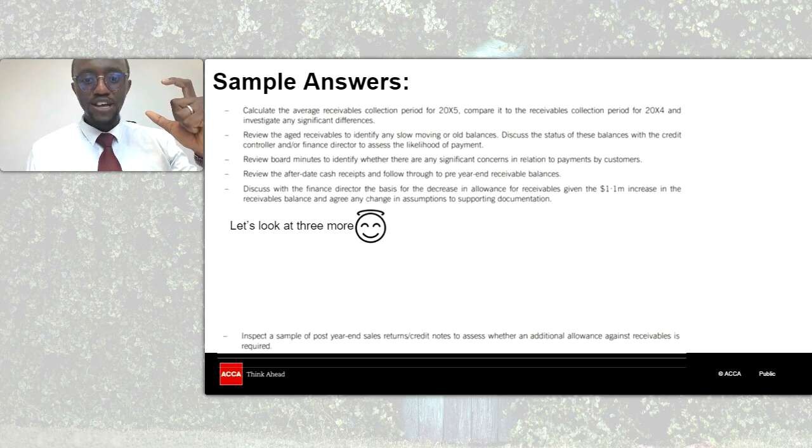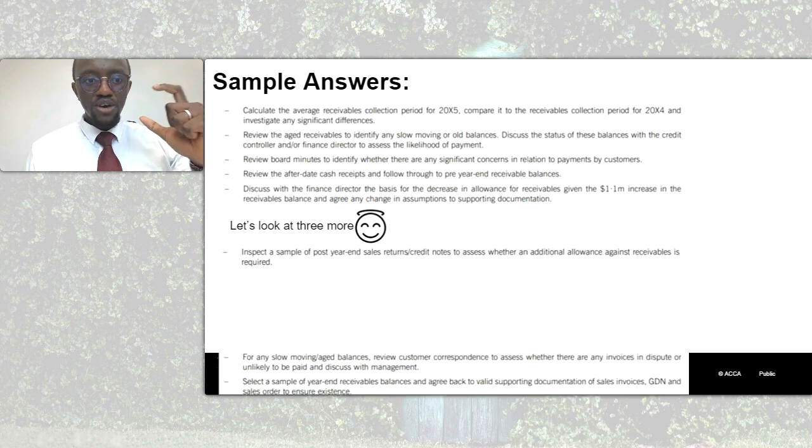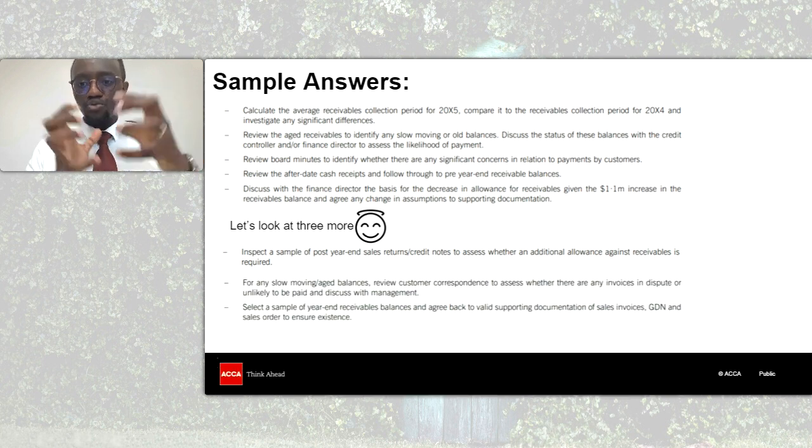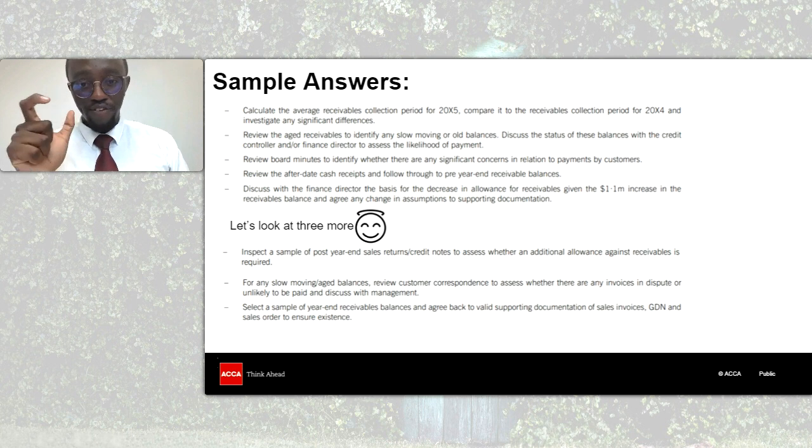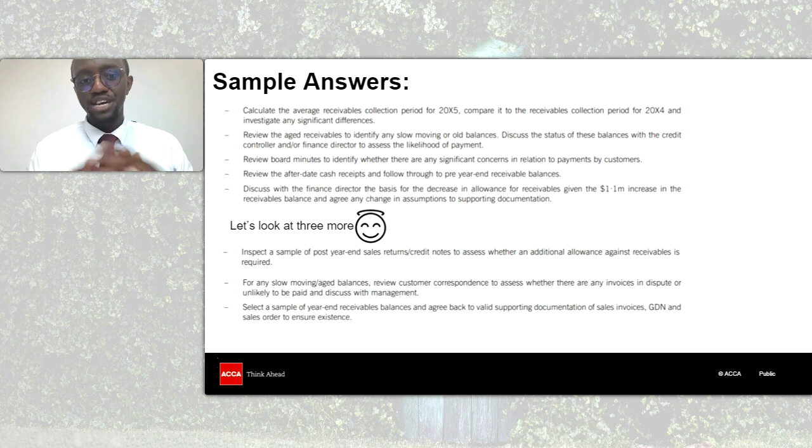I want us to notice something here. With the third point, what do we do? Review, the verb. What am I reviewing? The document, board minutes. Why am I doing that? The reason, to identify whether there are any significant concerns in relation to payments by customers. So 3 aspects: the verb, the document, why you're doing it. That is how we give a detailed substantive procedure.